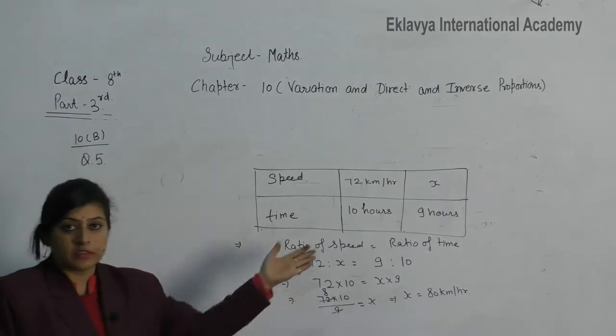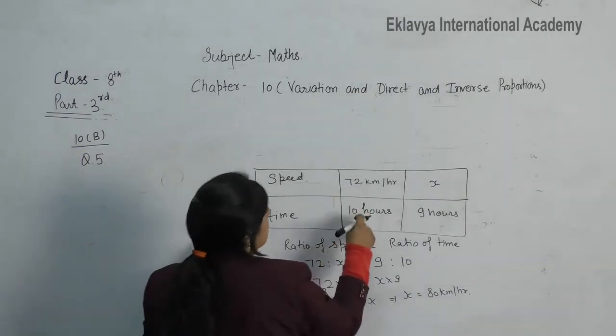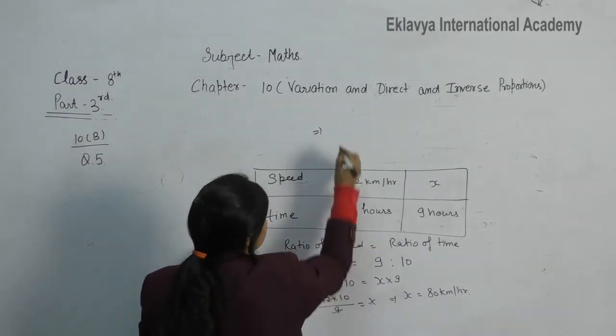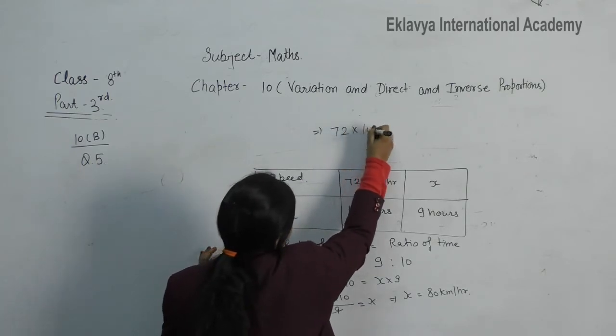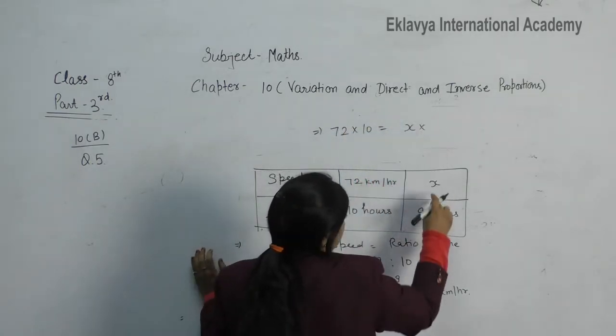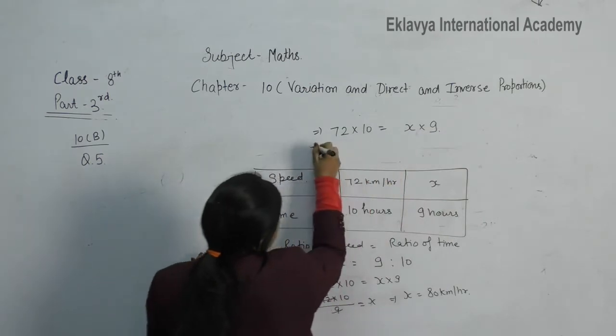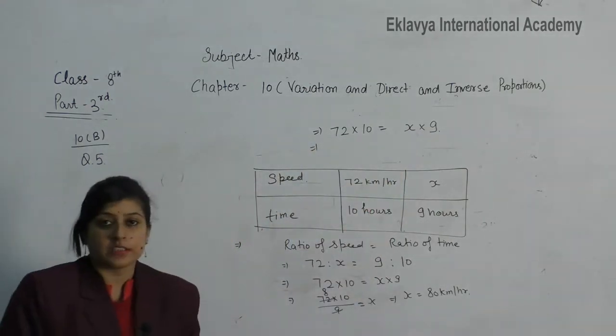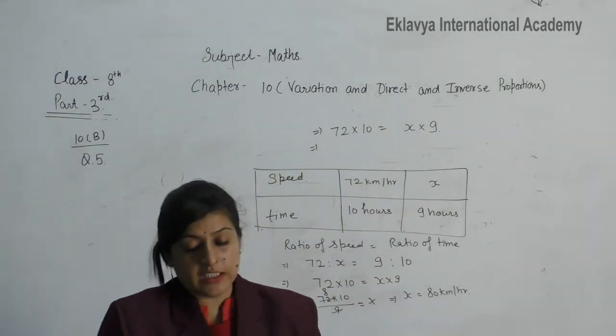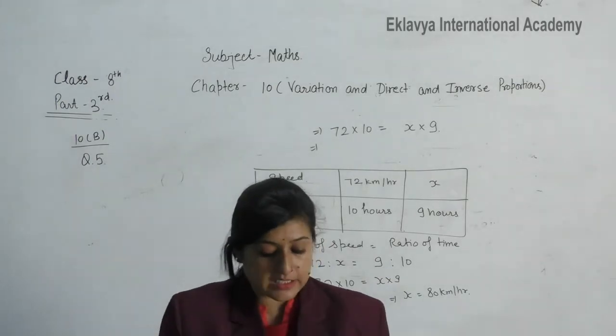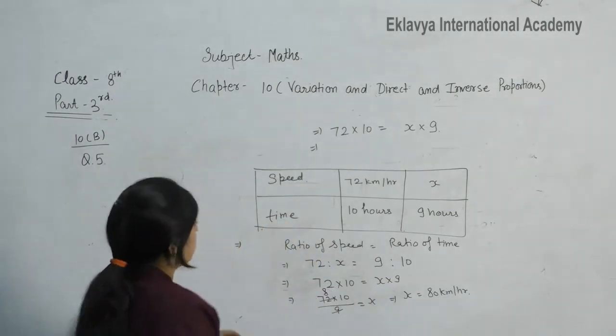Or you can do it by another method also, that we know the multiplication of these two quantities equals the multiplication of the other two. Then also you will get the same result. So what we will do: firstly you write down the statements, then make the table and solve it.